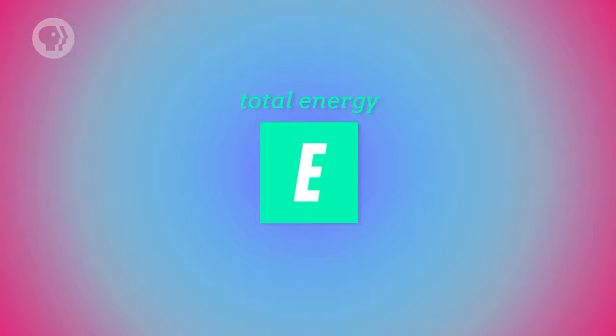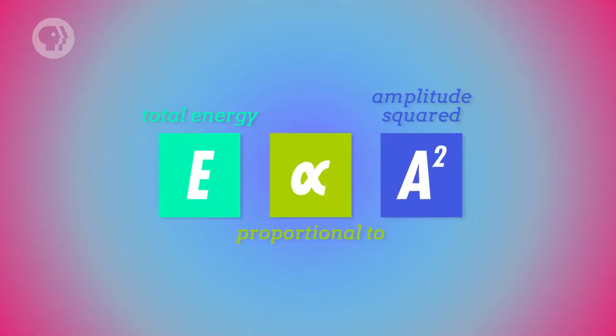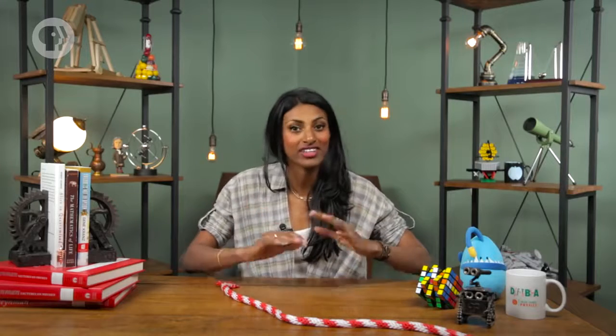All of this together tells us that a wave's energy is proportional to its amplitude squared. In other words, if you double the wave's amplitude, you get 4 times the energy, triple the amplitude, and you get 9 times the energy.